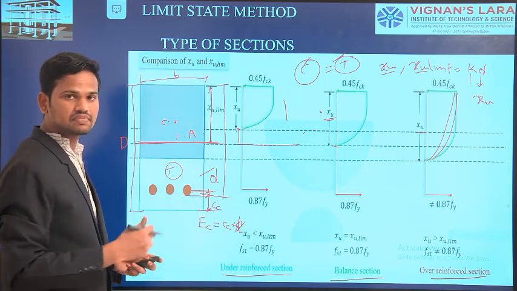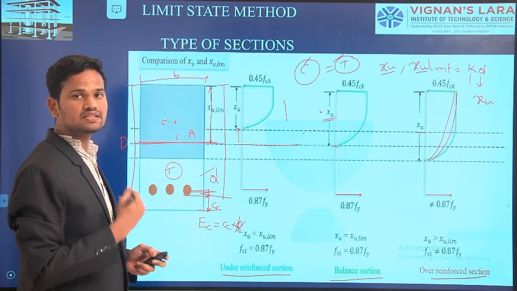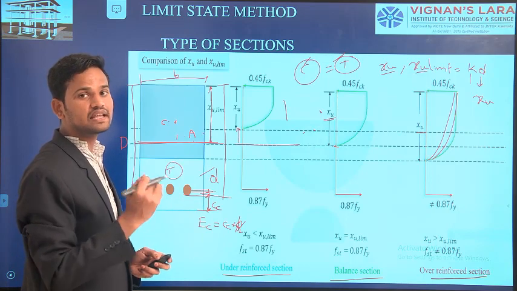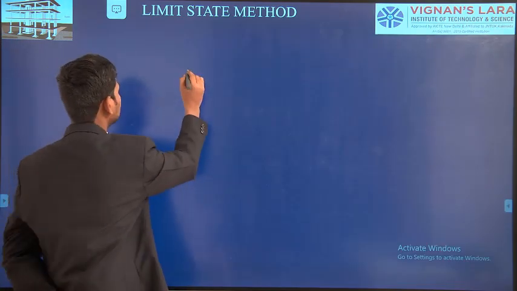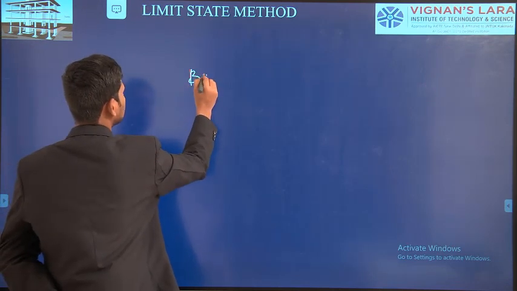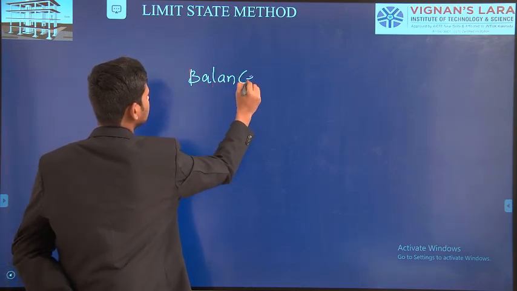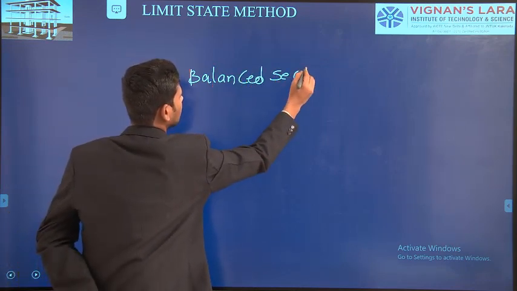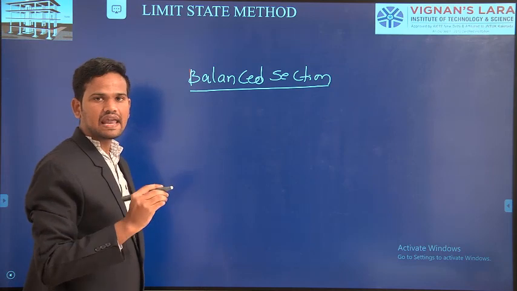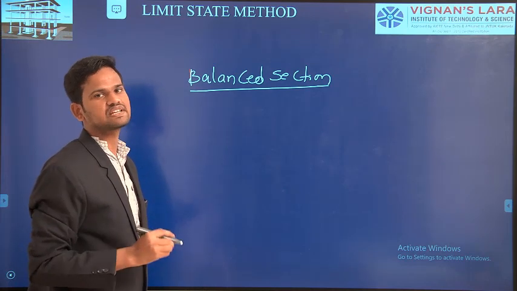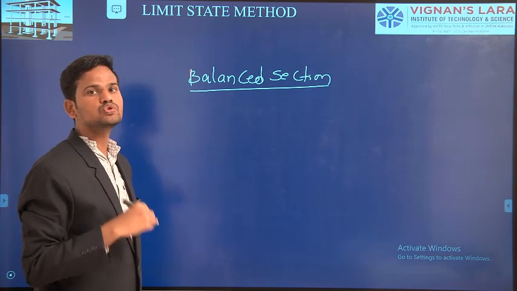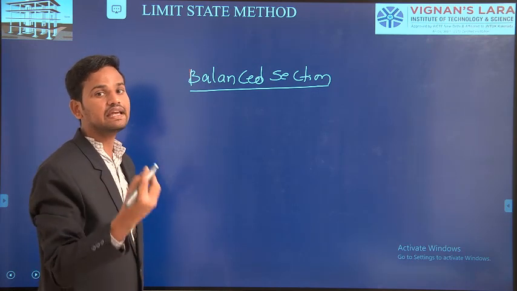Now we will see some calculations of how the balanced section, over reinforced section, and under reinforced section vary based on the various types of stresses. First, I am taking it as a balanced section. In a balanced section, the compressive stresses as well as the tensile strains come to yield simultaneously at a time.